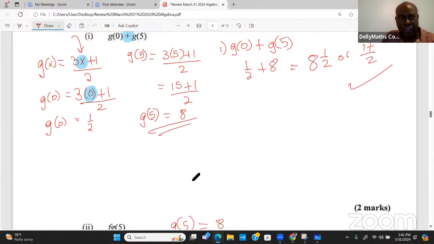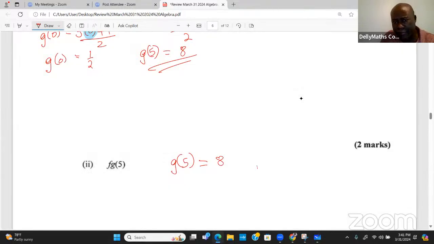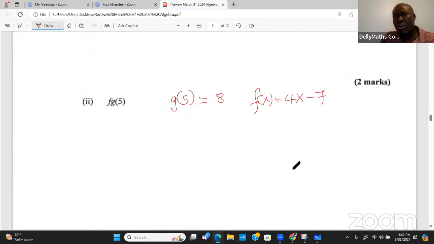Now let's go for the f function. It says f of x is equal to 4x minus 7. So let me write it. F of x is equal to 4x minus 7. So let's take a look at it one more time. 4x minus 7. That is correct. So what we're required to do is f of g of 5.